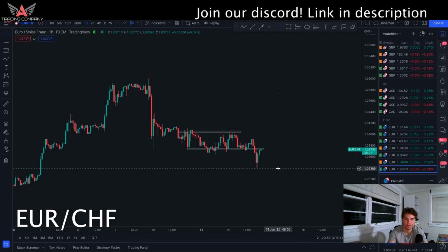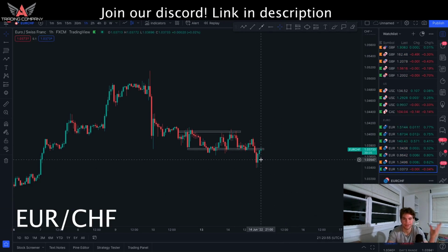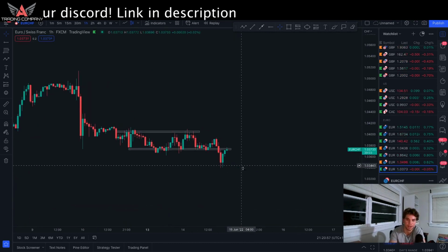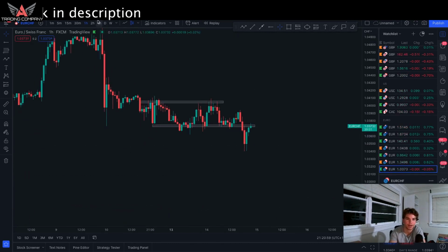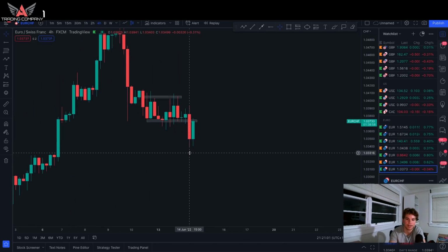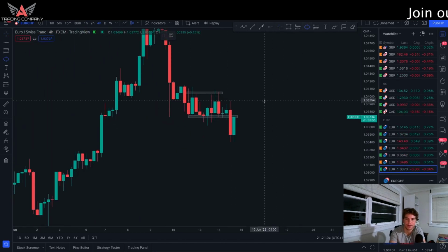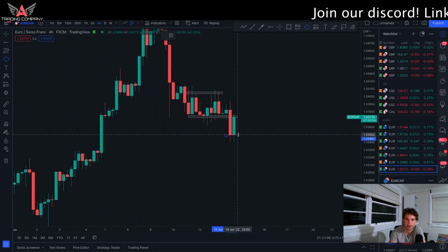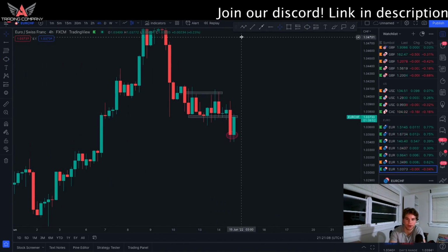Okay, one more trade I want to talk about, Euro Swiss franc. I don't know if this will even be set up by the time this is published, but this is a very nice setup we've got going on here. We can see a very clear break below the consolidation. We form a lower low.